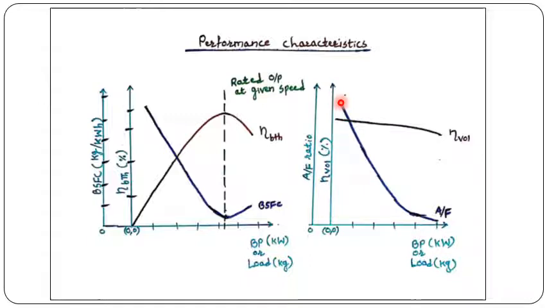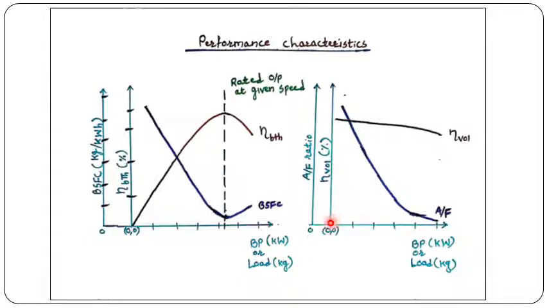Air consumption, since this is a constant speed engine, is nearly the same, there is slight variation, but the fuel consumption is lower at lower loads and it increases with the increase in load. So the air fuel ratio reduces. As I told you, at rated output the air fuel ratio is, or the mixture is, lean, that means the air fuel ratio is slightly greater than the stoichiometric air fuel ratio, and then it further drops and the mixture becomes rich and the economy reduces.